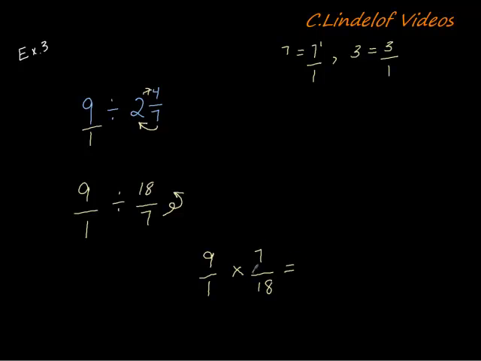Same thing we did before. We're going to look at these two numbers, right? So the greatest common factor of 9 and 18 is 9. So I'm going to just move it over here. So we're going to have 1 over 1 times 7 over 2. Is that right? I think that's right.